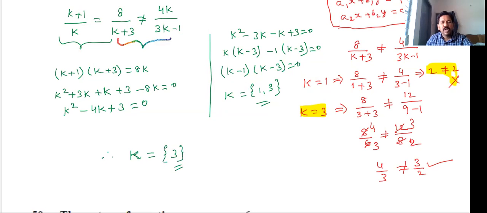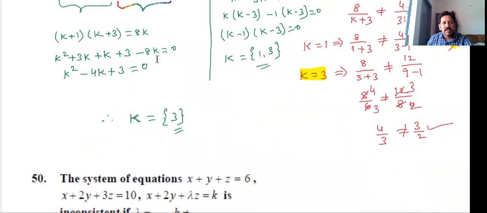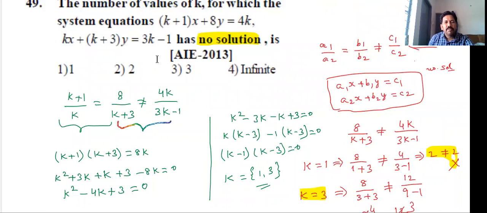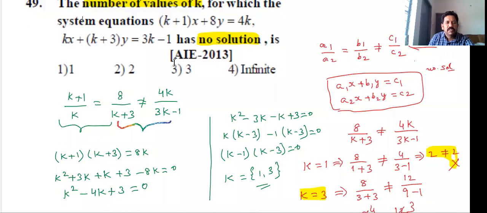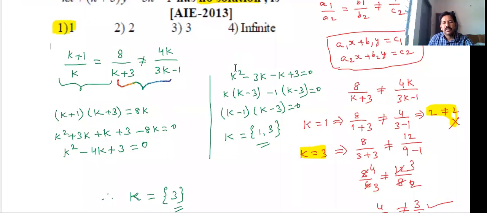They are asking not just the k value but the number of values of k. See the question: number of values of k. How many values? Only one now. So the first option is correct.